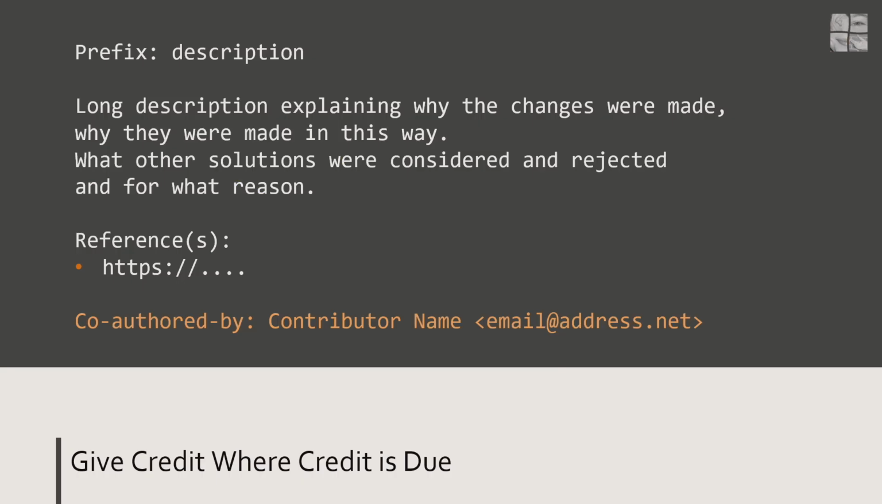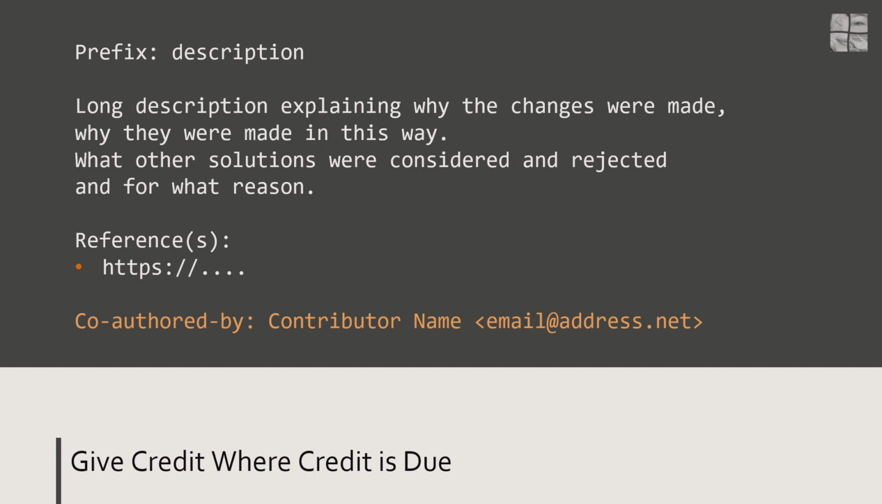So, example commit message: prefix, description, long description, references, and do not forget to give credit where credit is due. If you do mob programming, pair programming, or if you talk with your colleague about something you're working on, give them credit. Why not? They deserve it.